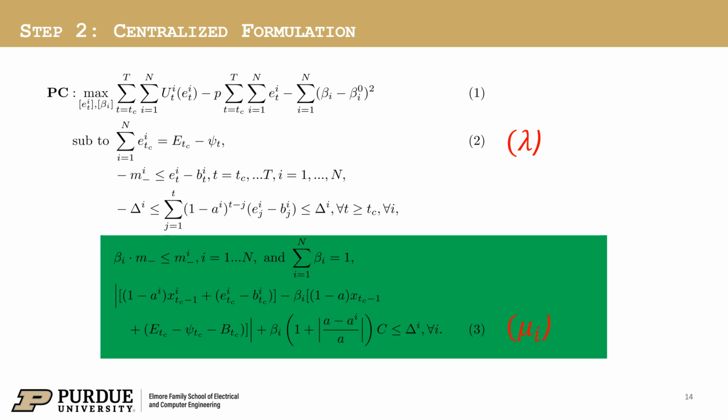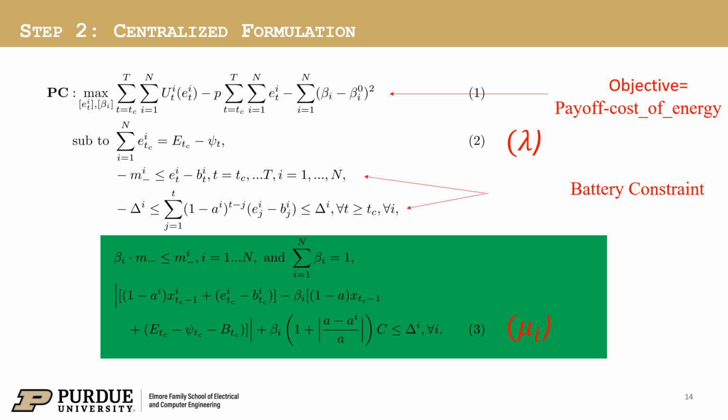Based on the sufficient condition, we can then formulate a centralized optimization problem PC. Here, the objective is the payoff of all buildings minus the cost of energy minus a special term that captures the deviation of beta I from beta I0. In the constraint, the first constraint ensures the building's decisions add up to the same desired value as Dirac VB control. The second and third constraints ensure buildings' VB capacity and power limits are met.